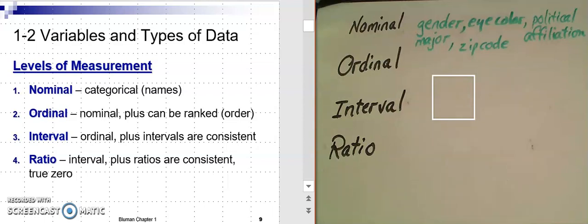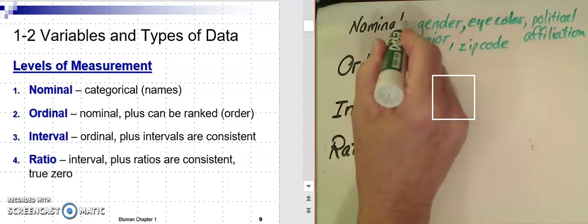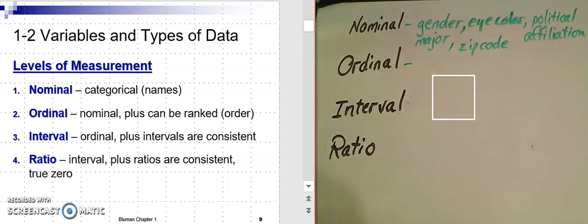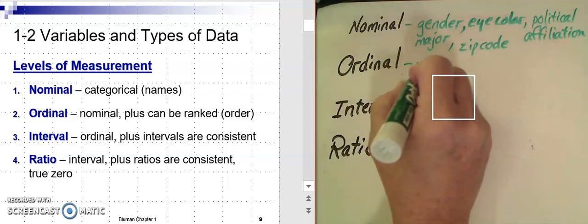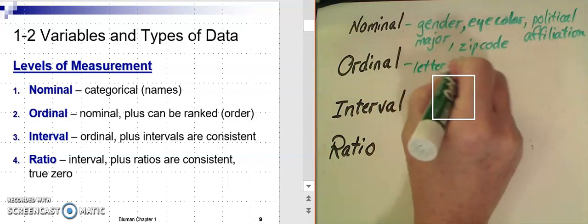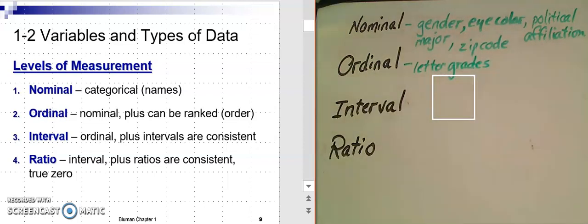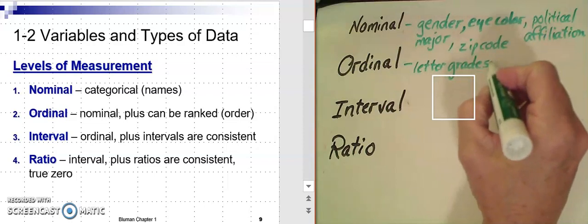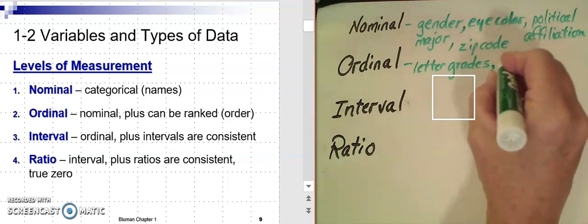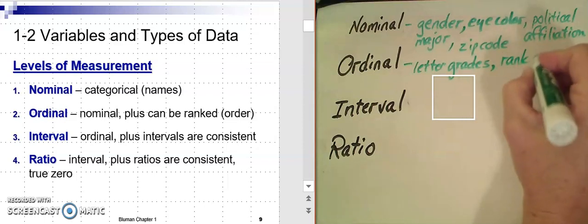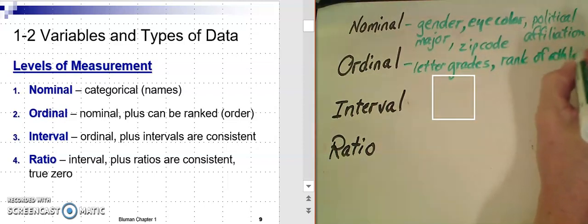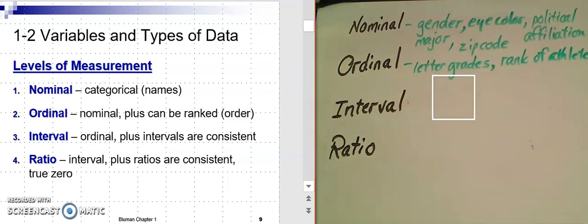Ordinal is also categorical, but it can be ranked. Things can be put in order. So things that we use that are ordinal would include your letter grades. I can't say the letter A is better than the letter P, but if I'm talking about letter grades, then I definitely can say an A is better than a C, that sort of thing. So letter grades, A, B, C, D. A ranking of an athlete or a team, like he's ranked number 1 in his field, whatever.